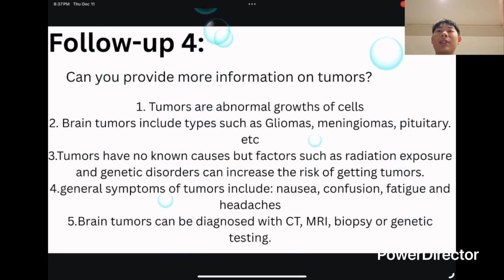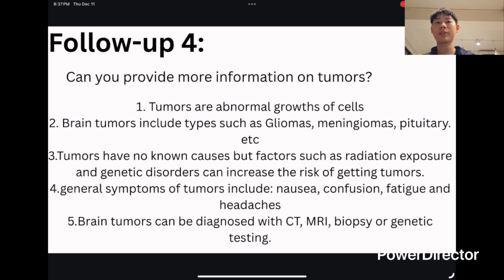First of all, and something that we all know, is that tumors are abnormal growths of cells. And second, brain tumors include types such as gliomas, which consist of 30% of brain tumors and 80% of malignant tumors, meningiomas, which is a slow-growing type of tumor, and the pituitary tumor, which is mainly found in the pituitary glands. And third, tumors have no known causes, but factors such as radiation exposure and genetic disorders can increase the risk of getting tumors.